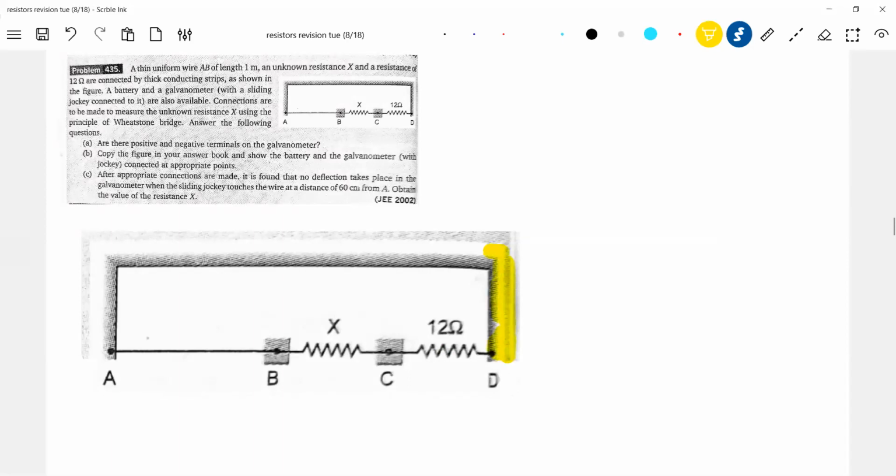This is why that thick strip. The resistance R equals rho L by A. If the strip is thick, what will happen? The resistance will be negligible. Even in the final exam, the diagram was like this only. So most students could not get a proper idea about that strip. Some students were thinking that B and C are the strips. Of course, B and C are also strips, they're connected. A and D are also connected all together.